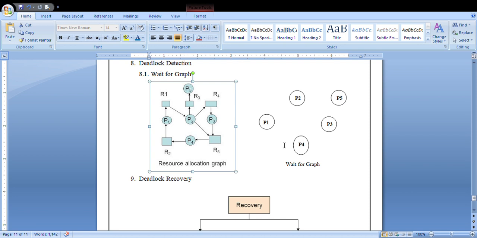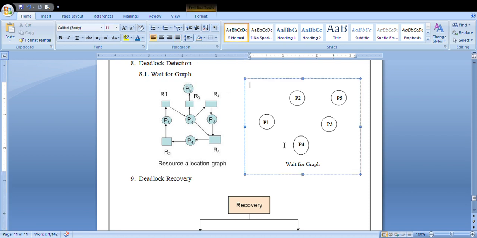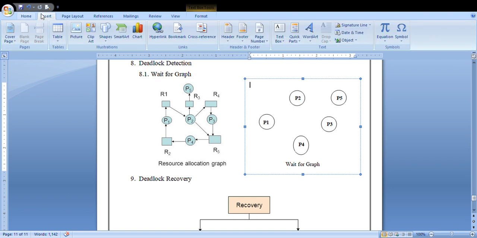Now you have to write the wait-for graph. How will you write the wait-for graph? In the wait-for graph you are not giving any of the resources. There is no representation of resources in this wait-for graph. It is just a simplified graph, and each node indicates only a process. How will you write the wait-for graph?